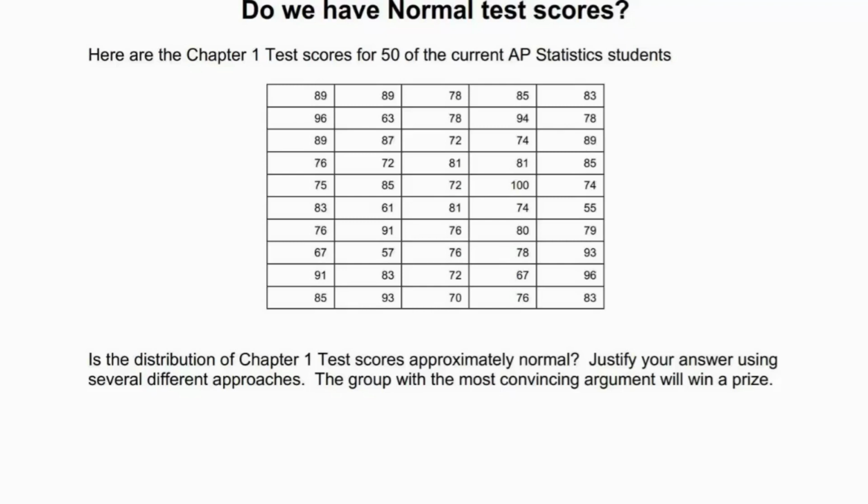We could look to see if it follows the 68, 95, 99.7 rule. What is the 68, 95, 99.7 rule? What's 68%? Yep. One standard deviation away from the mean on either side.